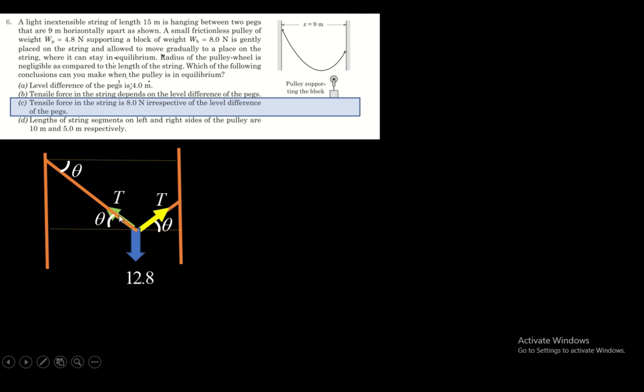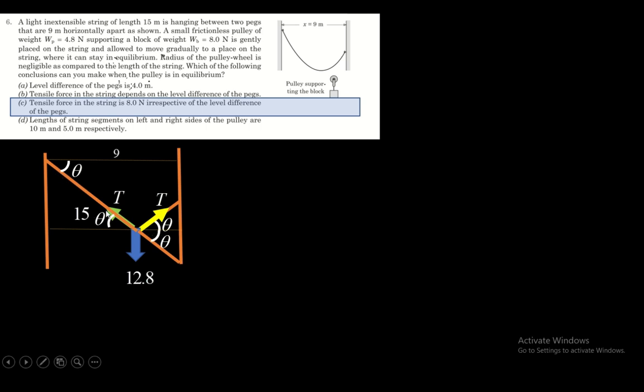Now, if you extend this line like this, the same theta will be made vertically opposite here. It will be a straight line. And these two parts will be a mirror image of each other in this line, in the central line. The total length of string is 15 meter.